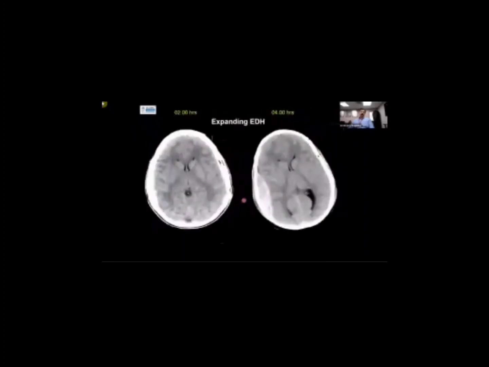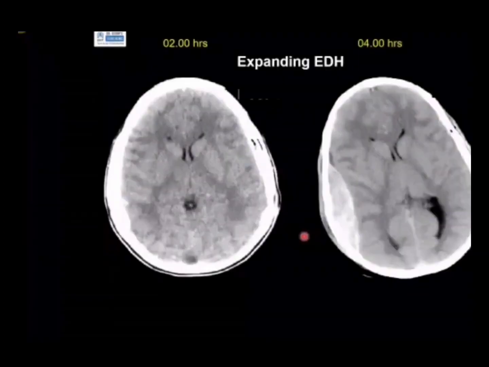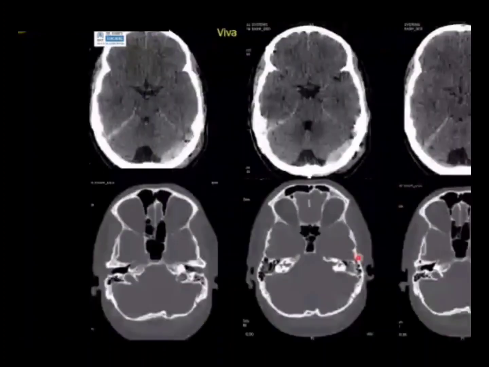Again, I told you that there is a concept of expanding extradural hematomas. So this is 2 o'clock and 4 o'clock, and this hematoma becomes a large hematoma within 2 hours. So the key point is that if clinically the patient has deteriorated, don't be a hindrance in rescanning the patient.